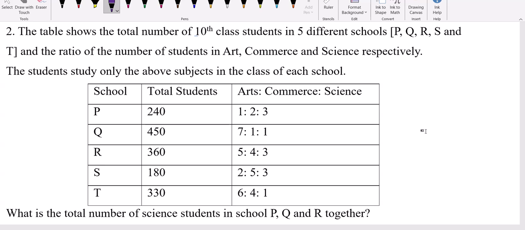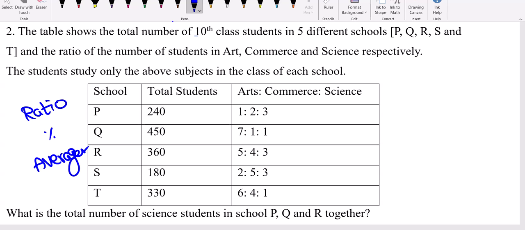If you want to attempt data interpretation questions, you should have a basic idea of ratio and of percentages. Generally in data interpretation, they ask questions related to ratio, percentages and averages. You should have the basic idea.